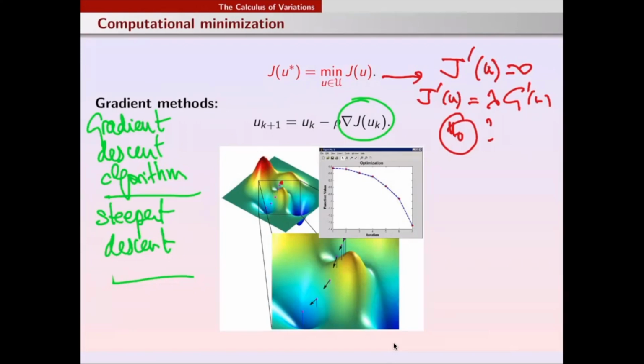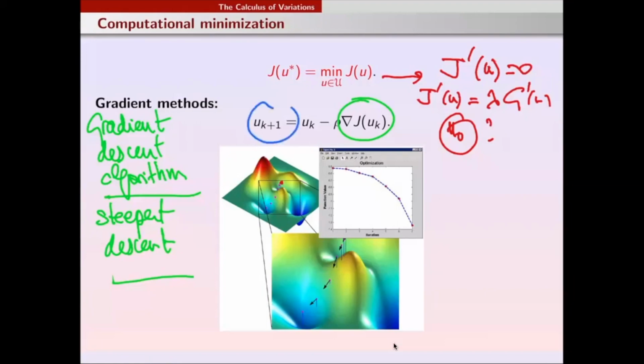So you take, for instance, U0 equal to 0. 0 is always a very easy choice. You take U0 equals 0, or the one you like. And then you iterate. My claim is that by iterating, you are going down. So why are you going down? Well, you can compute that very easily.